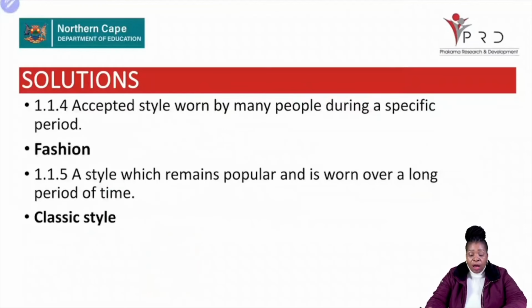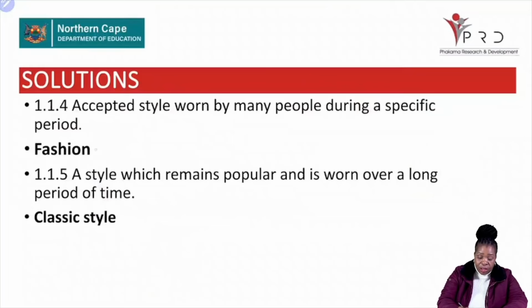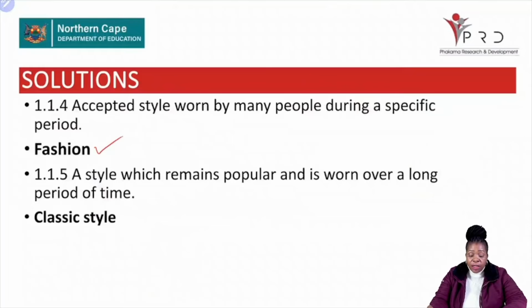We go to our next answer, which says accepted style worn by many people during a specific period of time. So we call it fashion. A fashion is actually a style that is accepted or worn by many people. And 1.1.5 says a style which remains popular and is worn over a long period of time, and we call it a classic style. Something that is classic is something that doesn't go out of fashion.